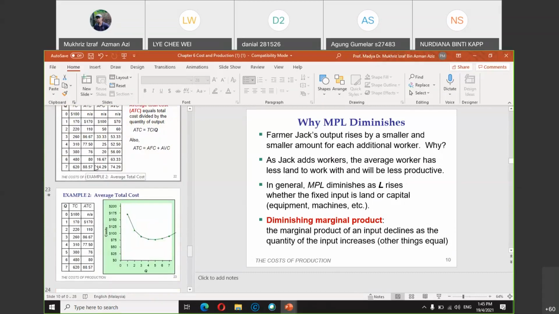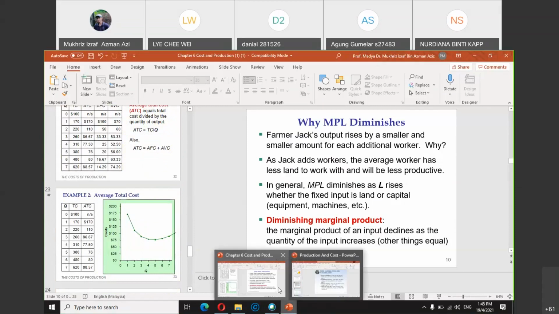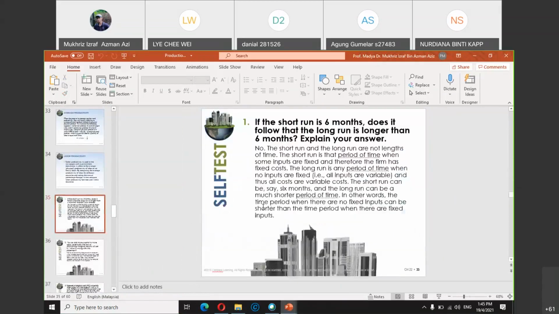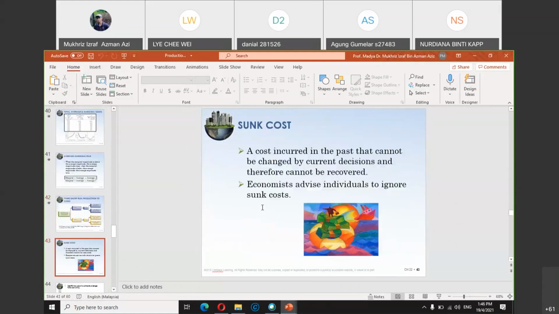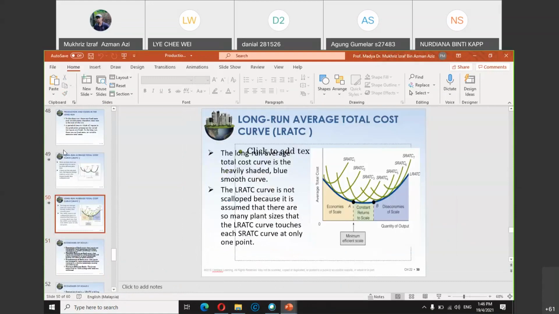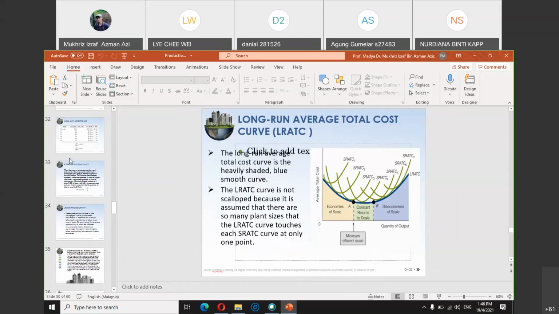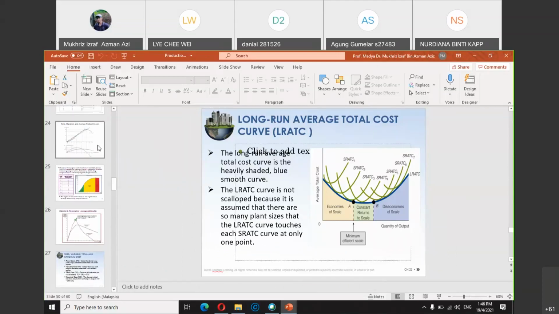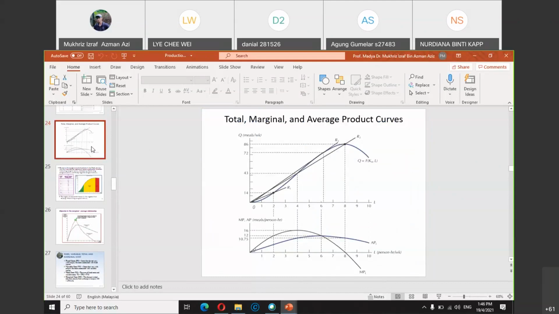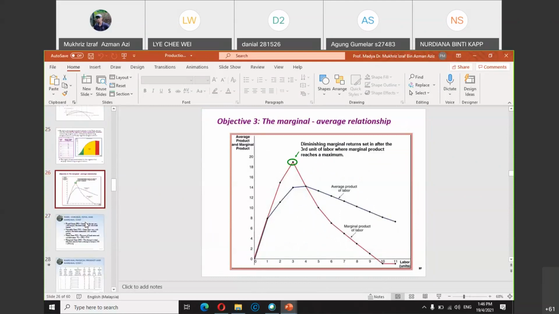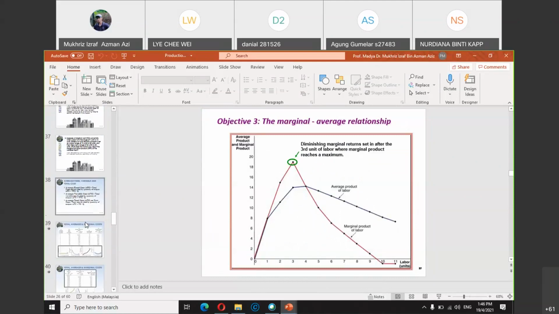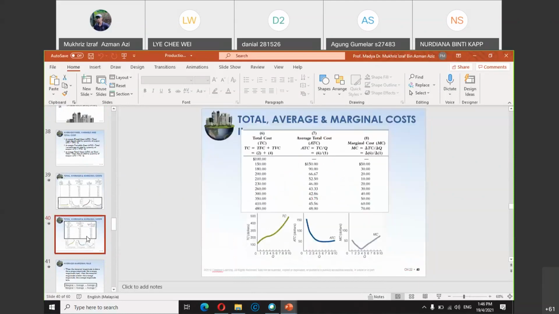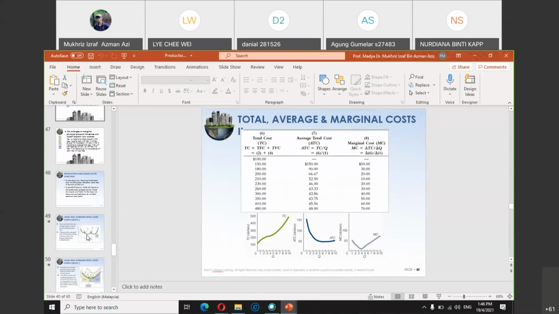So let me see this one, in this Arnold textbook. Never mind, never mind.